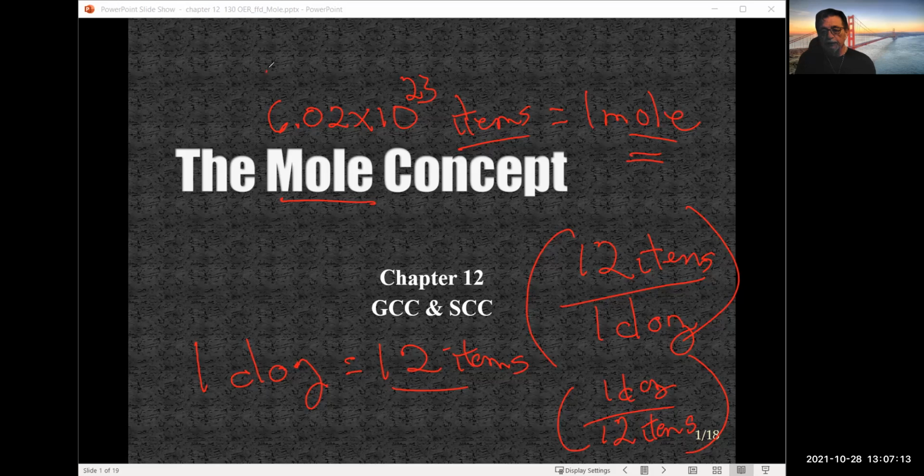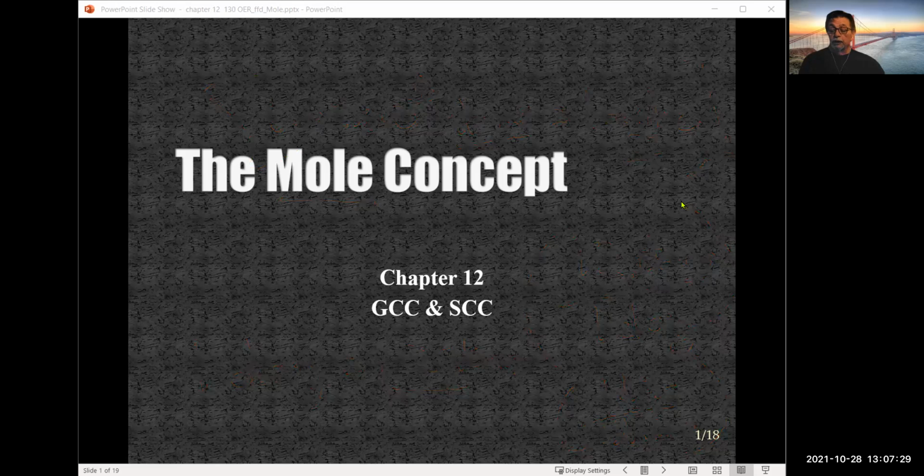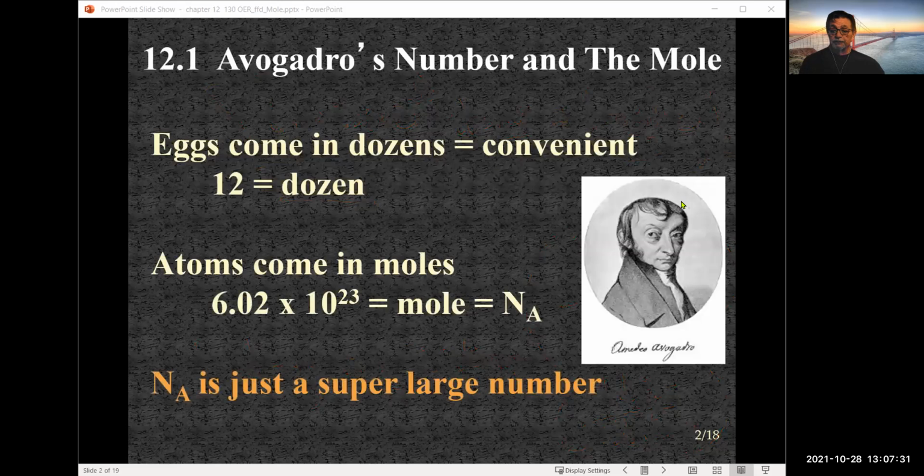And just like we did with a dozen with respect to writing it as a ratio, we can do the same thing with this gigantic number. Okay? Well, this is an old concept, the mole concept. It is fairly old. Here's the scientist it's named after. It's called Avogadro's number, okay?